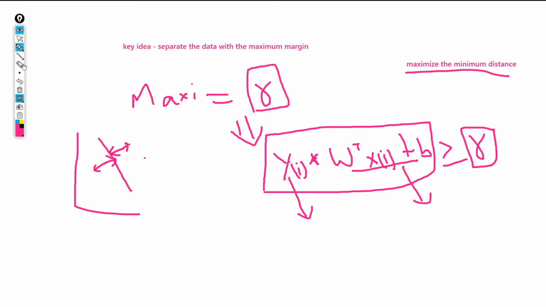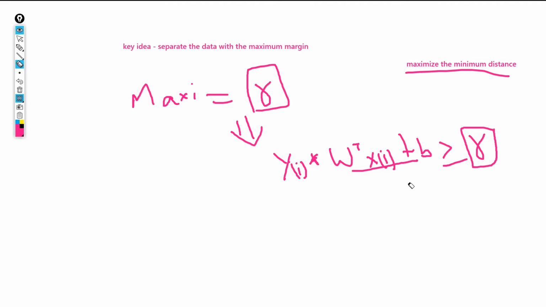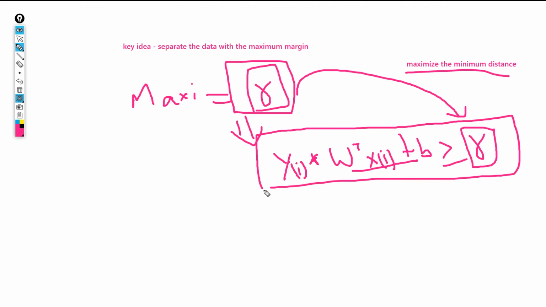But now this is our main intention, that we want to maximize the distance, as I said earlier, the idea is to separate the data with the maximum margin. But this is a very difficult problem to solve, the reason being that we want to maximize this part, and this part is being used in this constraint. It is very hard to solve a problem in which you are changing a value and that value is also being used in a constraint. That's why it is very hard to solve this equation, so we have to reformulate it.